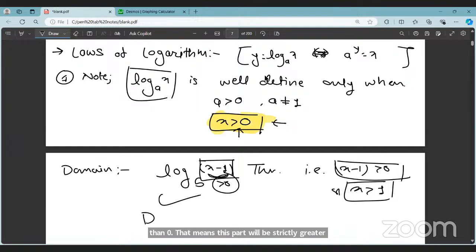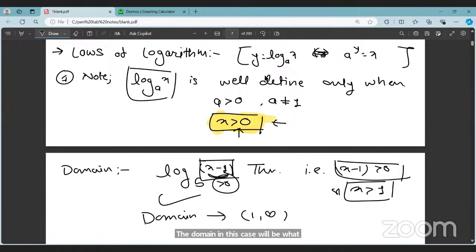So that means the domain in this case will be what? 1 to infinity. Again, we know that at 0 it is not well defined, so that's why we have a strict inequality. Strictly greater. Ma'am, right? So shouldn't the domain include 1?